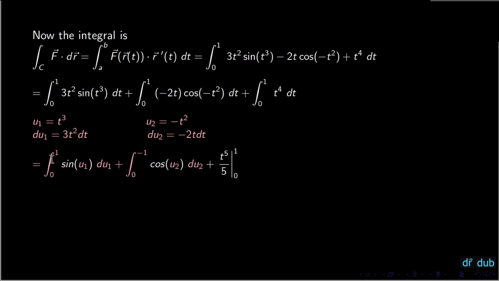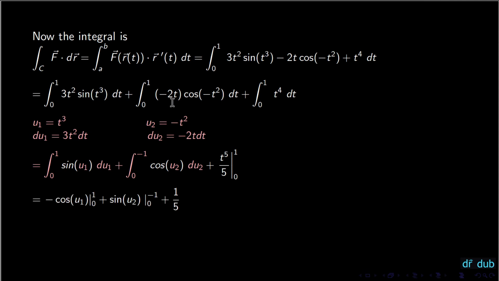If we substitute everything in terms of u, the bounds change. When I plug in t equals 0, I get u1 equals 0. When I plug in t equals 1, I get u1 equals 1. Then we have the integral of sine of u1 du1, plus the integral from 0 to negative 1, because when I plug in 0 for t, I get 0, but when I plug in 1 for t, I get negative 1, of cosine of u2 du2. And then integrating t to the 4th, we just get t to the 5th, and we plug in from 0 to 1.